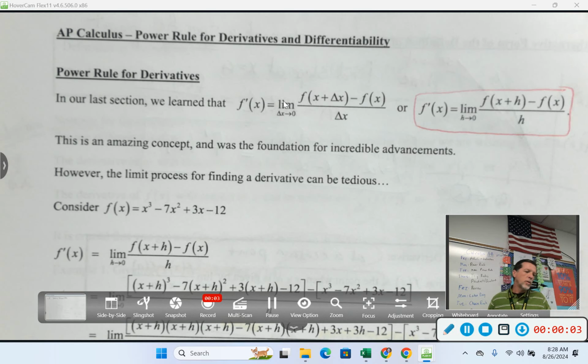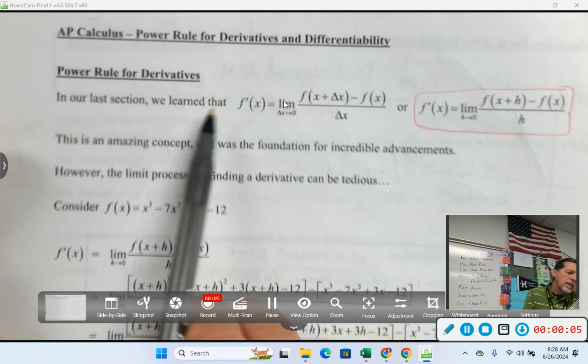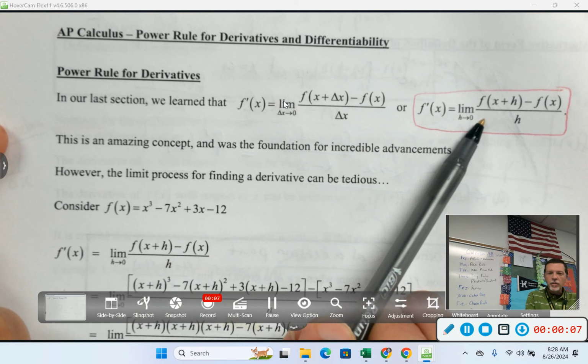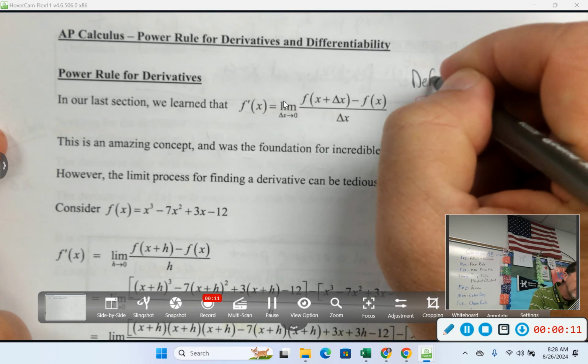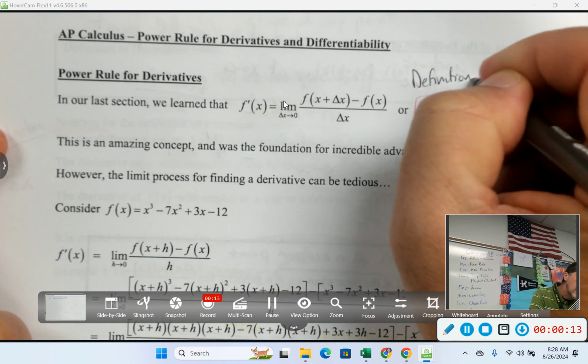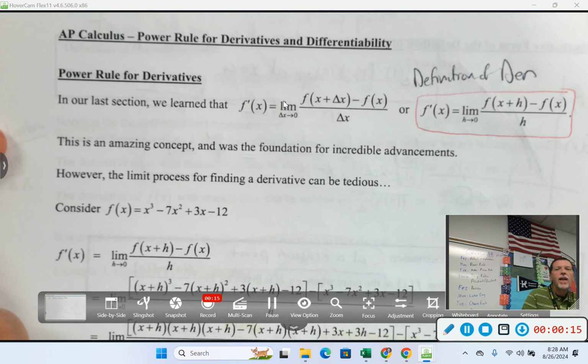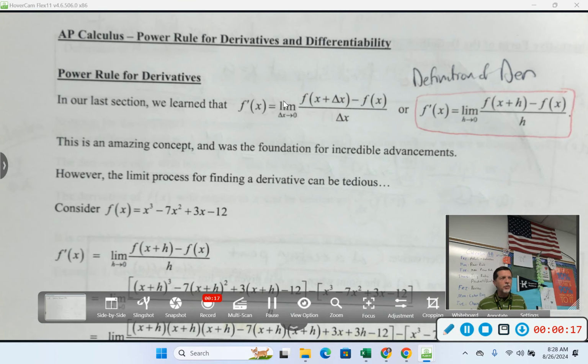Power rule for derivatives and differentiability. Rewinding just a little bit, this is what we did Monday. That's the definition of a derivative. Today we're going to learn a shortcut.